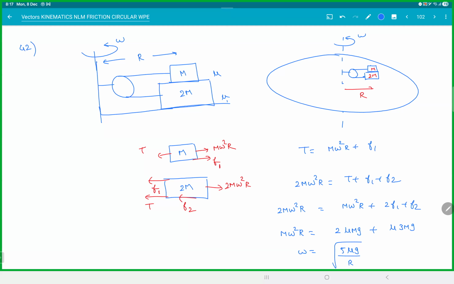So the centrifugal forces are trying to drag it out, but because they're connected by a string, 2m dominates. So 2m is trying to go out, so both the frictions will be inward for 2m.